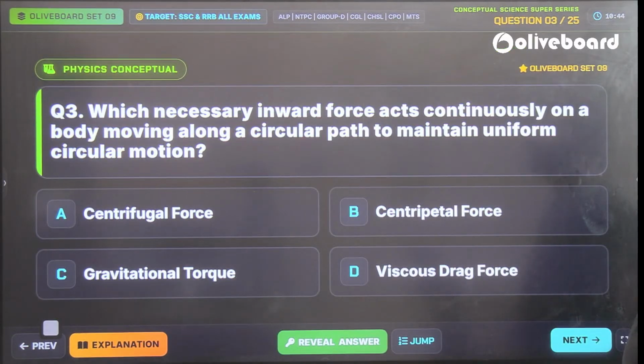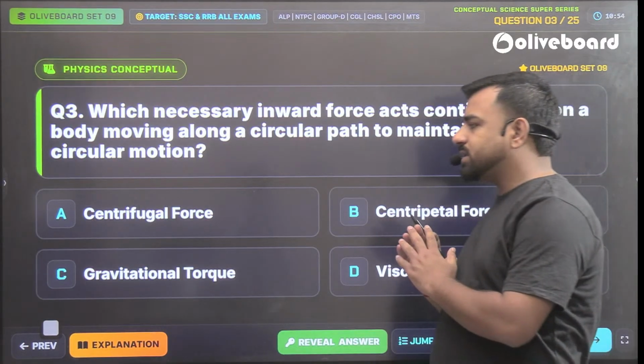Next question is, which necessary inward force acts continuously on a body moving along a circular path to maintain uniform circular motion? So is it centrifugal force?